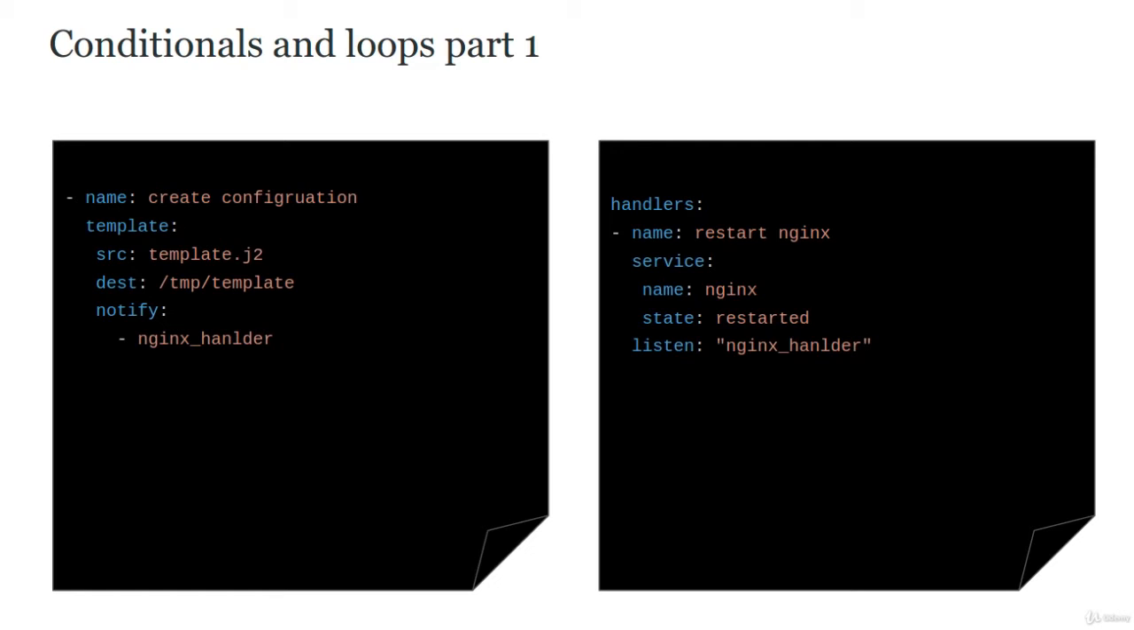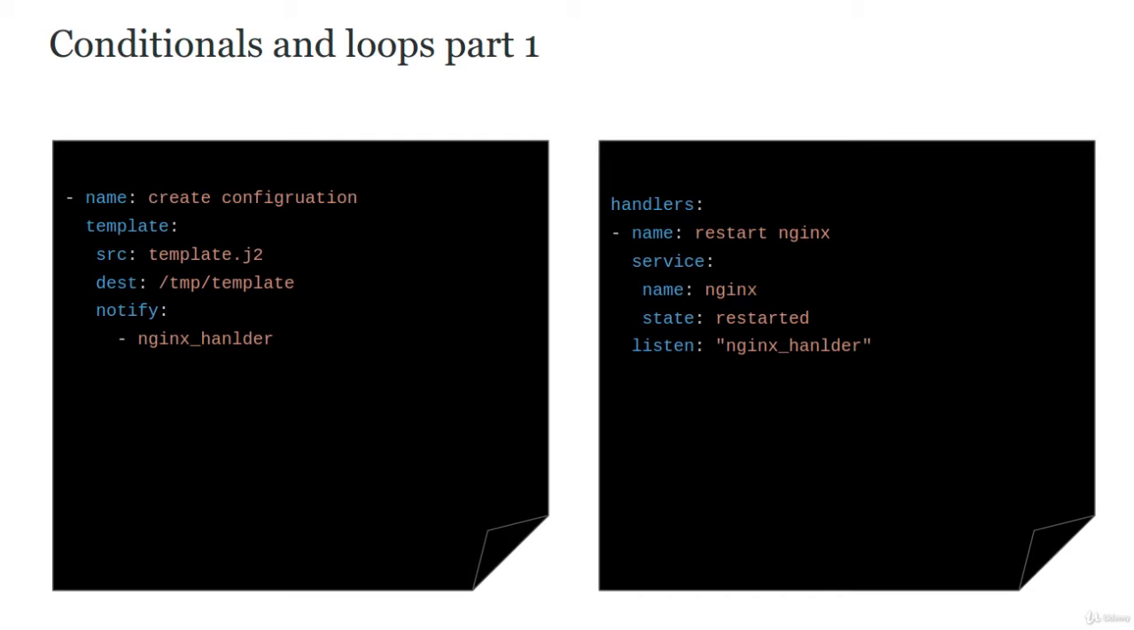So here we can see this in an example. This example will generate a template with the name template. At the first execution, this task will return the result changed. It will be in yellow color. And this change will trigger this notify called Nginx handler.